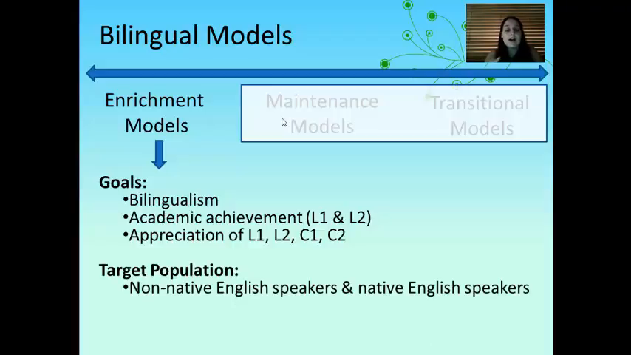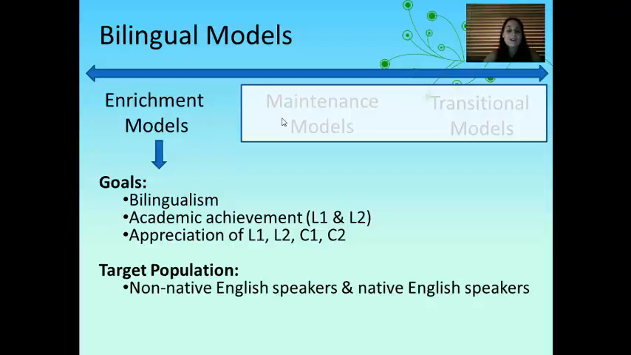So the target population here, there are actually two types, and it'll make sense to you if you think about enrichment. Okay, so half of the population of this program is going to be native speakers of that target language that they're teaching beyond English. Okay, so let's say Spanish, for example. If we're thinking about a Spanish-English dual language program, half of the population of students in this program are going to be Spanish native speakers, and the other half are going to be native English speakers.